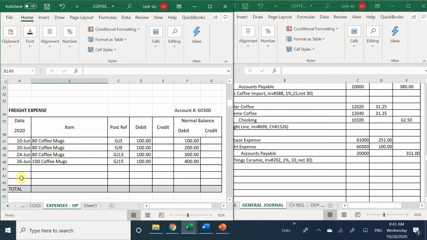Freight expense? Yeah. 27th. 100 coffee mugs. GJ 17. 100.